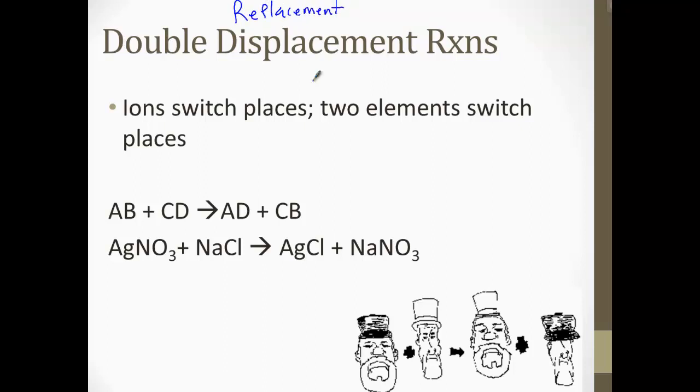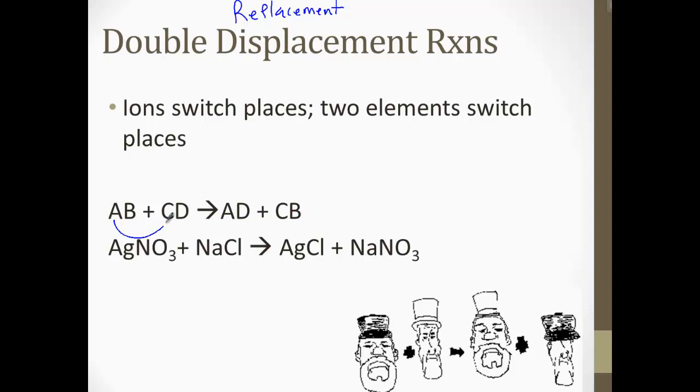Just like you have there. And so with a double replacement reaction, basically what we're doing is we're switching places with two elements. We're trading places. Sometimes books will say ions are switching places, but we'll be looking at this right here, where we've got AB plus CD. So these would be two separate compounds, and they're going to produce AD plus CB.